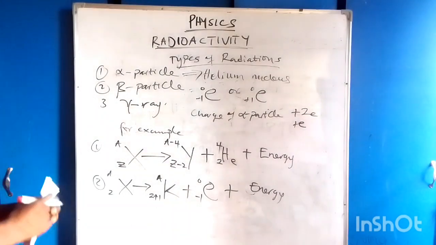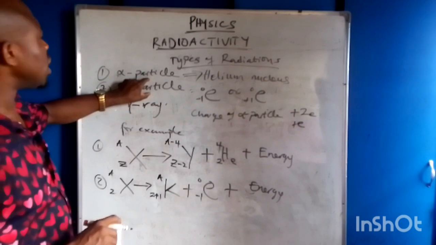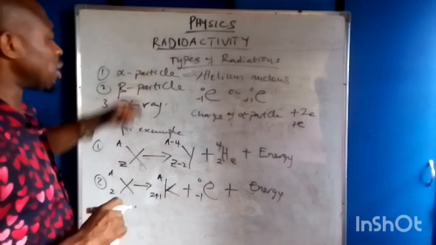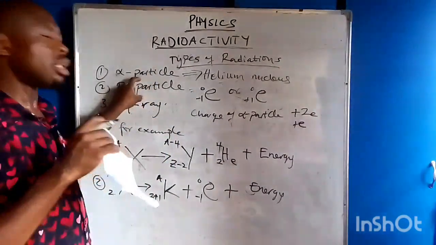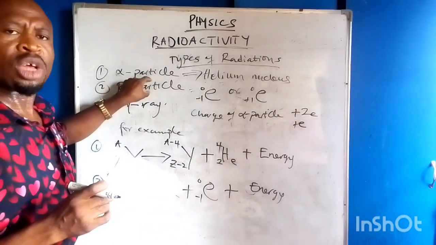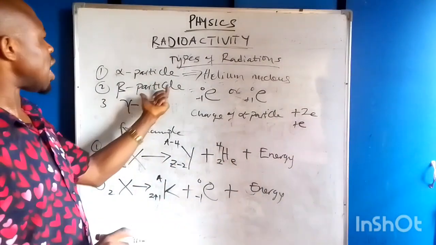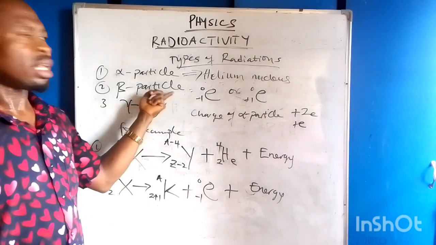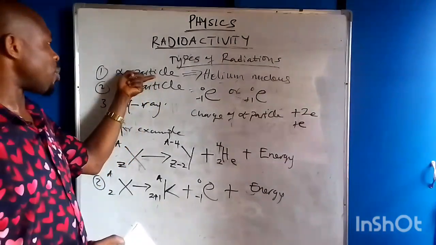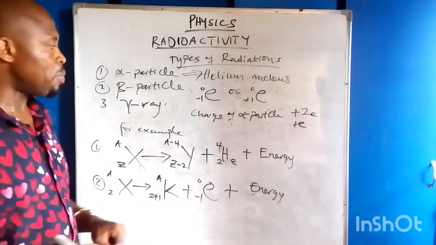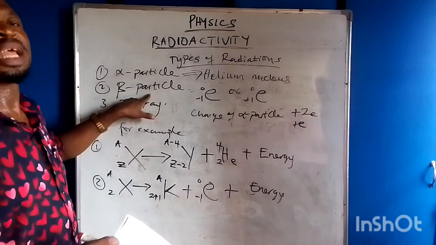Okay. In terms of penetration, a beta particle penetrates more than an alpha particle. A sheet of paper can stop an alpha particle, but a sheet of paper cannot stop a beta particle. This one can penetrate through wood and even iron. The only thing that can stop it is aluminum foil or gold foil, whereas an alpha particle can be stopped by ordinary paper or even cloth. But the alpha particle is more harmful than a beta particle.